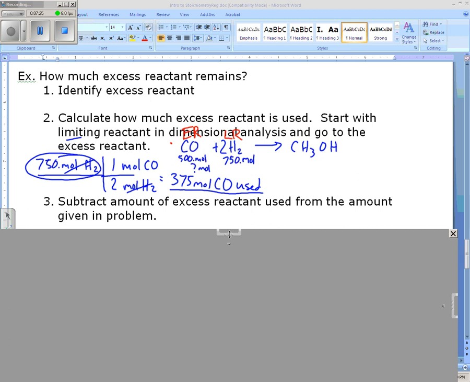Now, to figure out how much remains, because that's actually what my question asks, you have to subtract. When I started this problem, I had 500 moles of CO. So that'll be given in the problem, minus the amount I'm going to use up, 375 moles, and that's going to give me 125 moles of CO remain. All right, and that's how you work with limiting reactants.